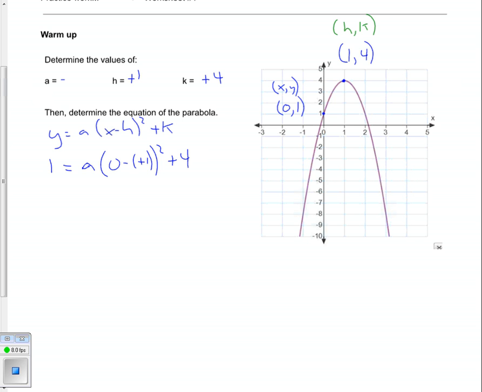So we're going to simplify the stuff that's in the brackets just to begin. So 0 minus positive 1 is negative 1, squared, plus 4. So 1 is equal to a times negative 1 squared. Negative 1 squared is 1. Okay, and so now what I need to do is get the a value all by itself. So I'm going to need to isolate a by using kind of reverse BEDMAS.